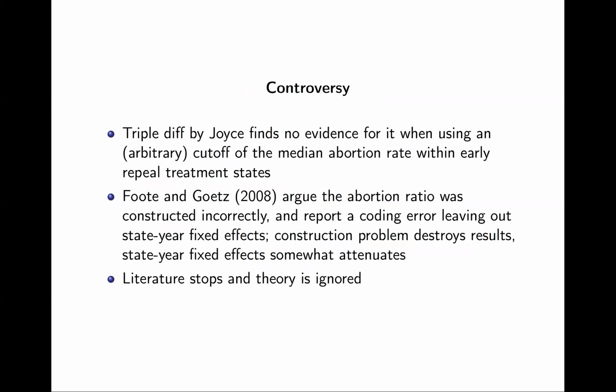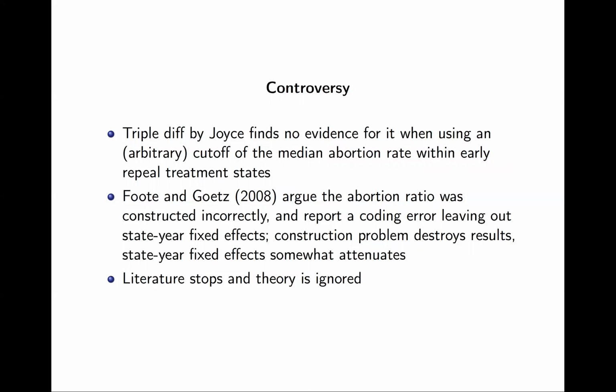But then there was controversy, which Francisco sort of alluded to. First, there was a couple of papers by Ted Joyce in the Journal of Human Resources and Review of Economics and Statistics. One of them was a triple diff by Joyce in the Review of Economics and Statistics, finding no evidence for abortion legalization on crime. What he did was he used a triple difference design where he used as his second group the states that were above the median in terms of abortion rates in the early period. So he did that, he finds no effect.